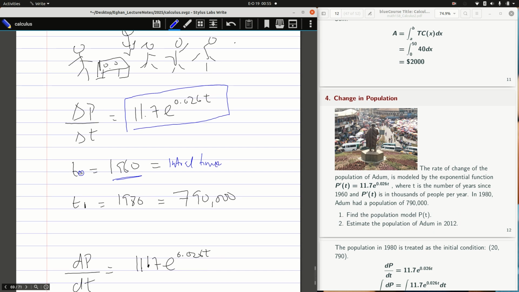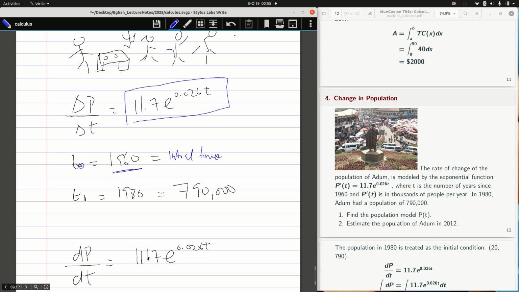It goes ahead to say that in 1980, so we have another time given T1. In 1980, the population at the market was 790,000. Is that the right pronunciation? 790,000 people at the market in 1980. So what is the time difference here? 60 to 80, I think it's 20 years if my calculation is right.